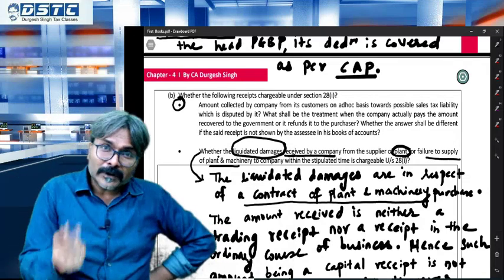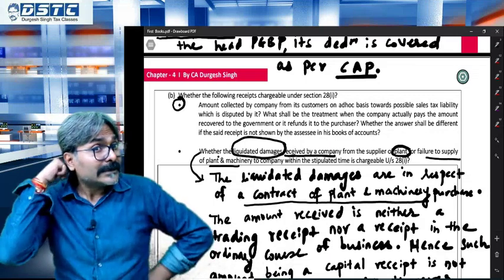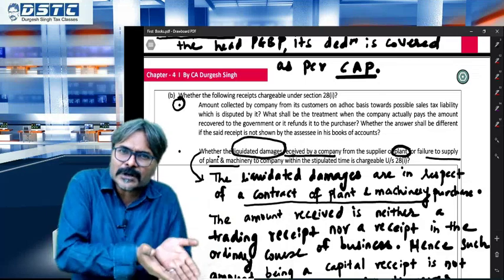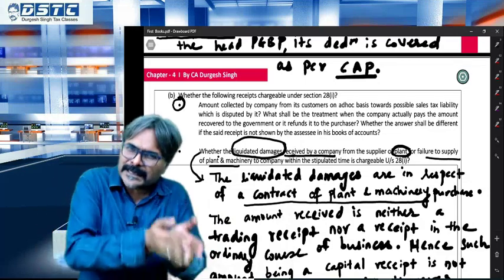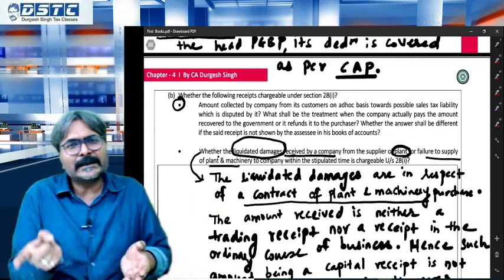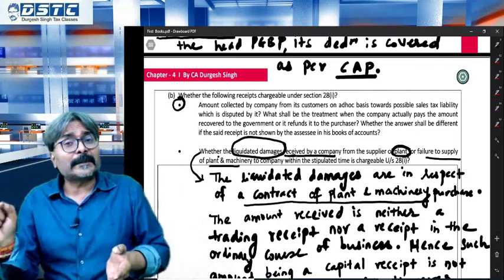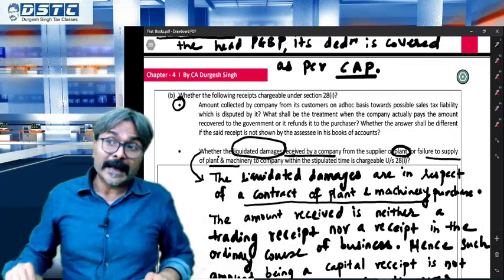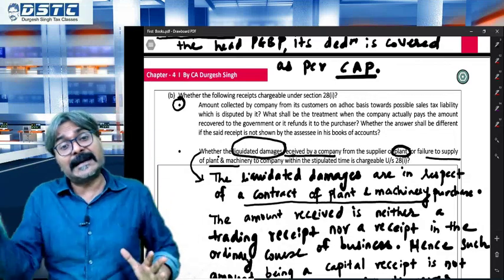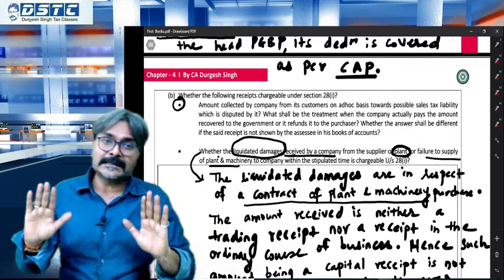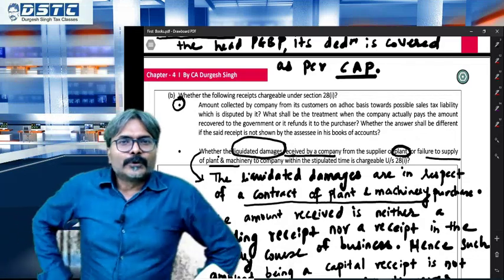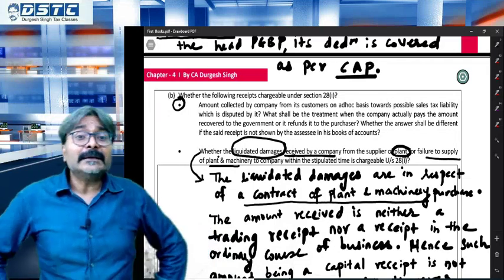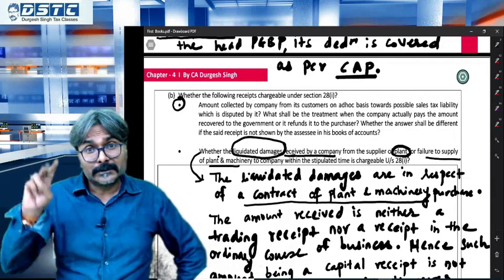Now, because there is no specific provision, I told you that it is governed by the commercial accounting principle, that is Accounting Standard 9, where they have this option to follow either the completed contract method or the percentage completion method, and they have followed the completed contract method. And in year number 2, they will recognize the entire amount as the income.